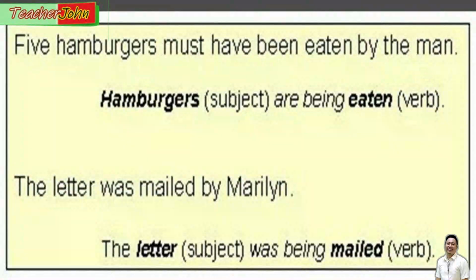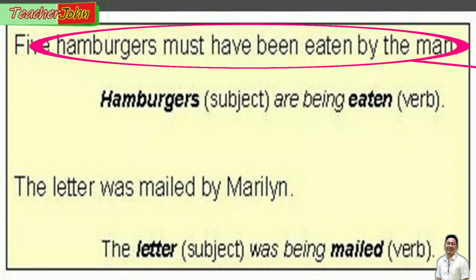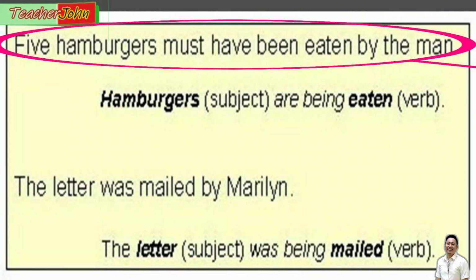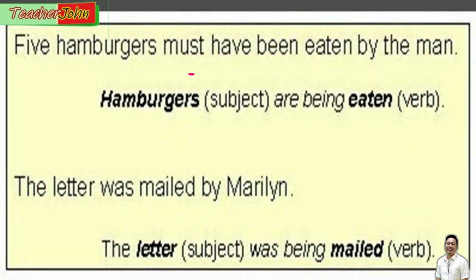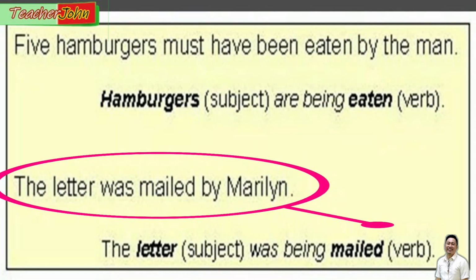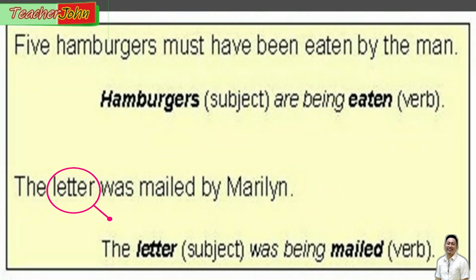Let us take a look at these examples. 5 hamburgers must have been eaten by the man. Hamburgers is the subject and eaten is the verb. The letter was mailed by Marilyn. The letter is the subject and mailed is the verb.